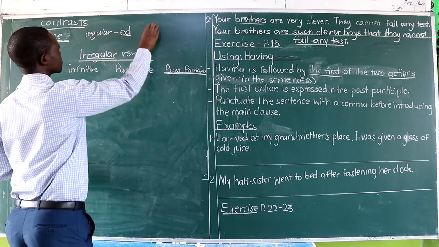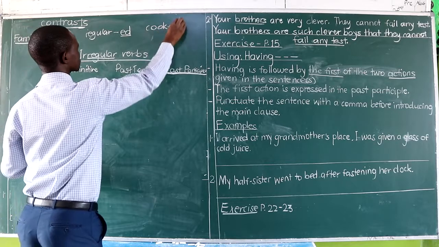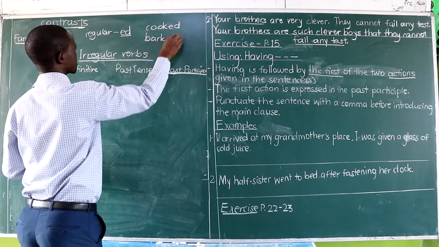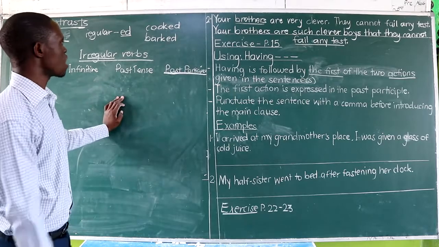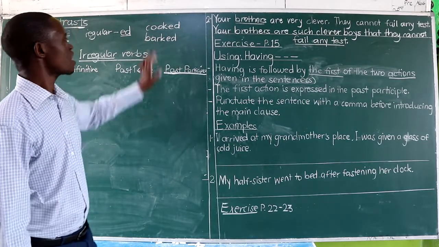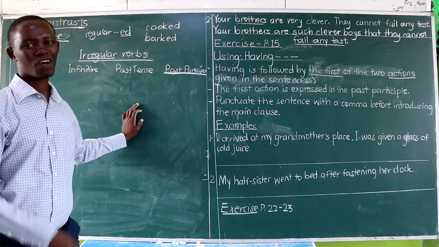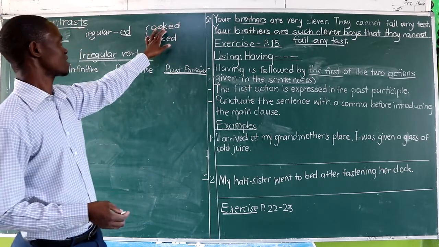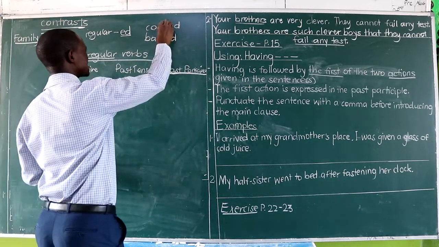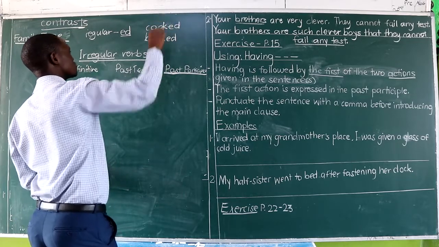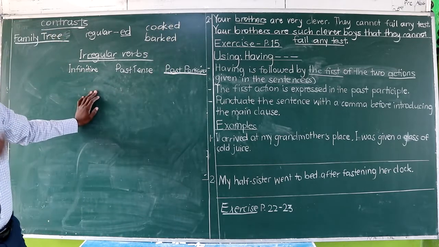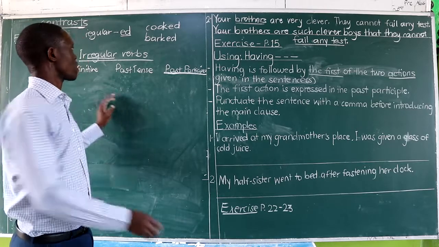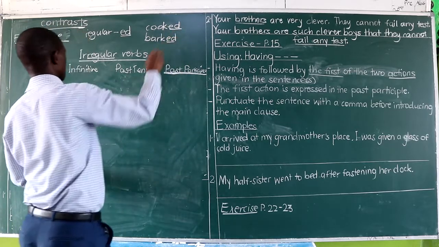For example, see cook, change to cooked. See bark, from that dog you have at home, change to barked. My dog has barked. Having barked several times, having cooked food. Now, how can we construct a sentence using this kind of past participle? That one must be a very, very lazy child. My mother cooked food, she served it. Having cooked food, my mother served it. That's what I'm talking about. But these are called regular verbs.